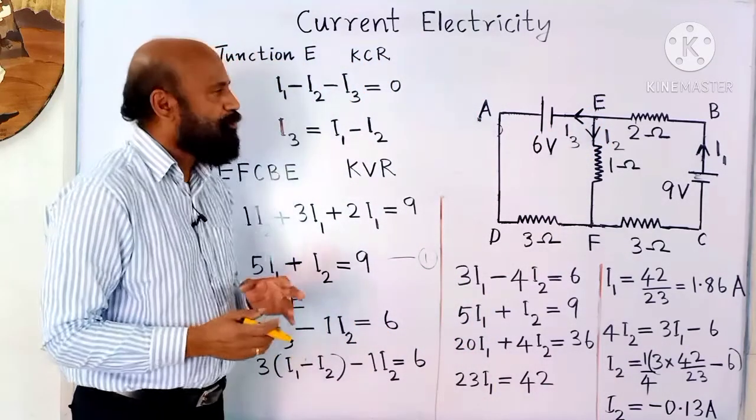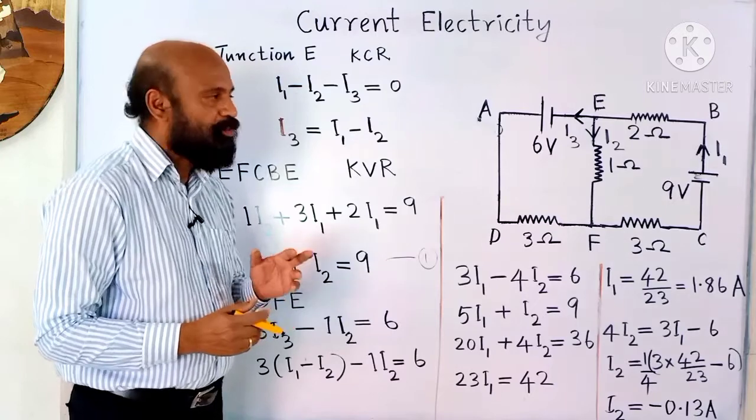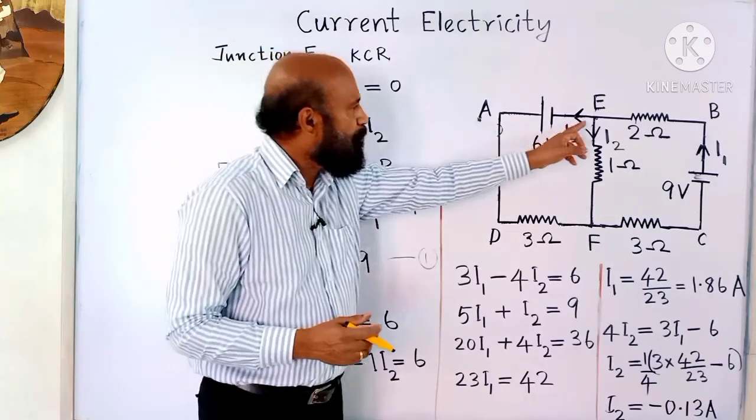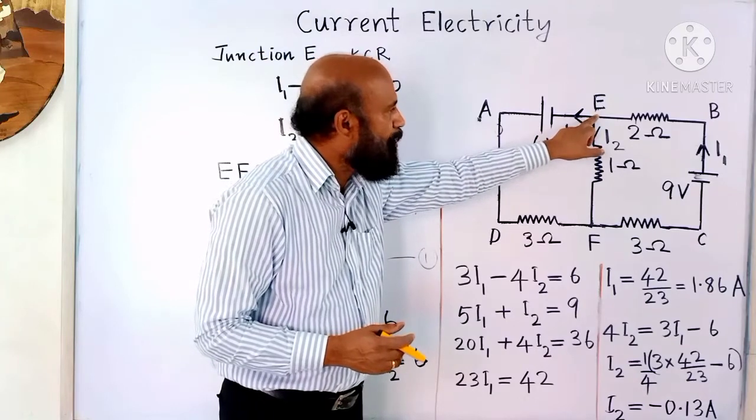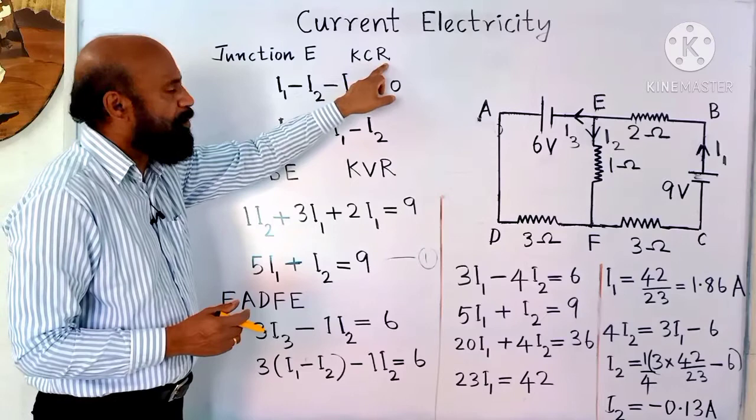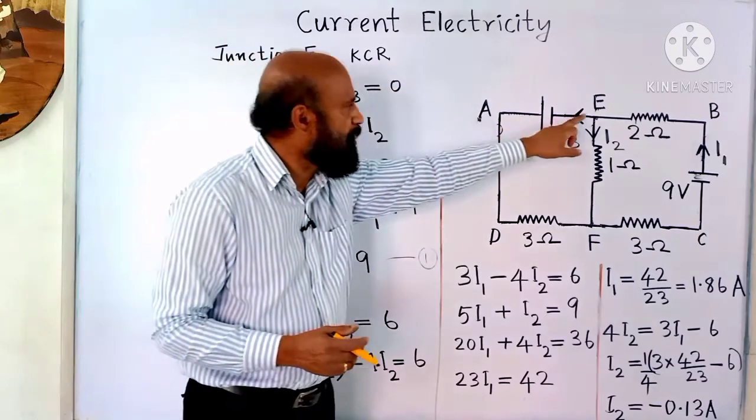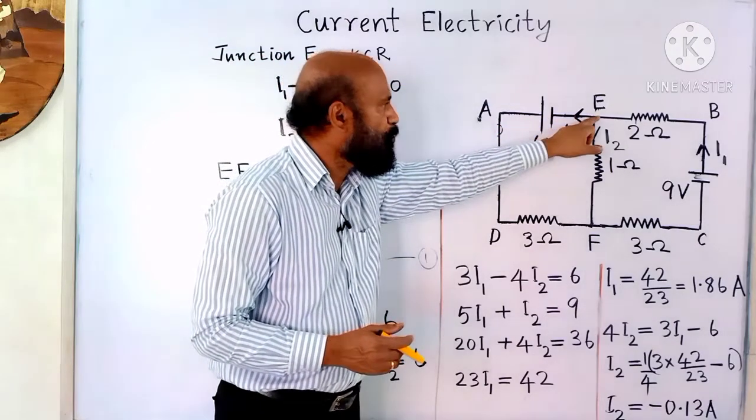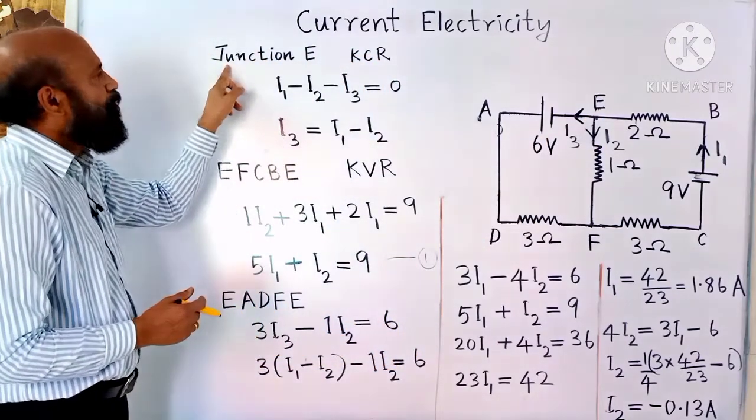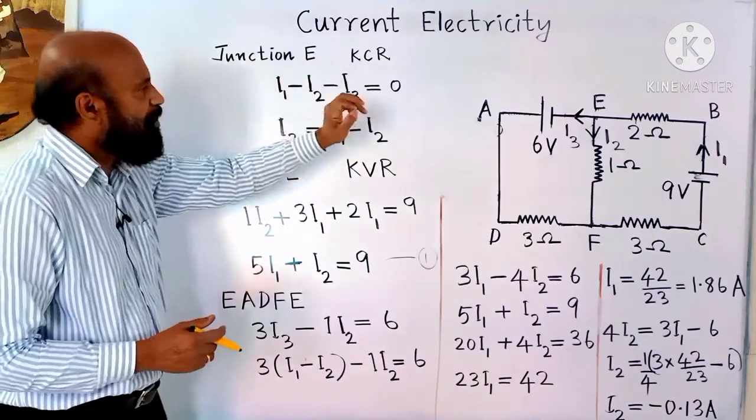Now we have to get two equations with two unknowns. First let us apply Kirchhoff's current rule, that is the first rule, to this junction. Kirchhoff's first rule is applicable to a junction. So we will apply Kirchhoff's current rule to the junction E.